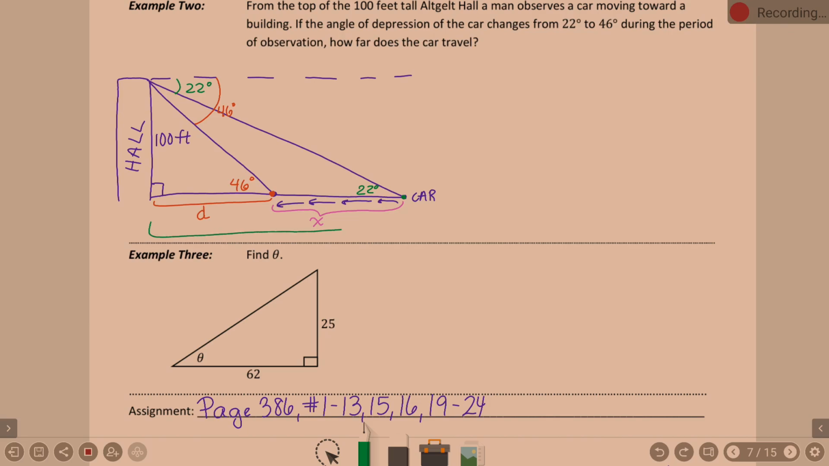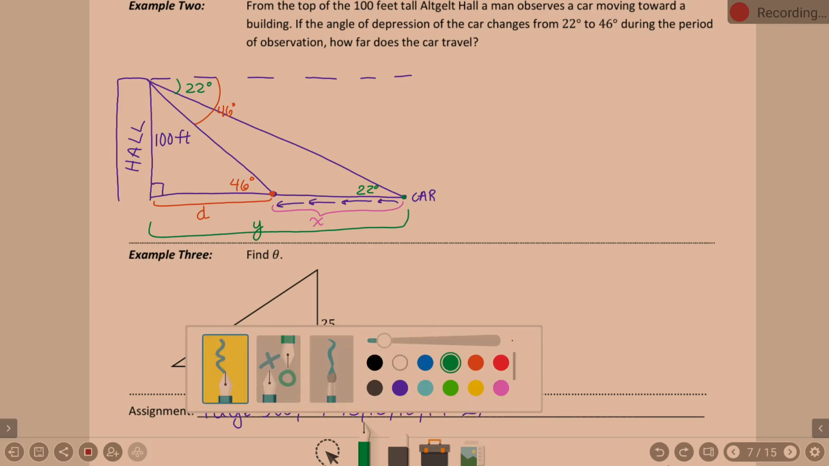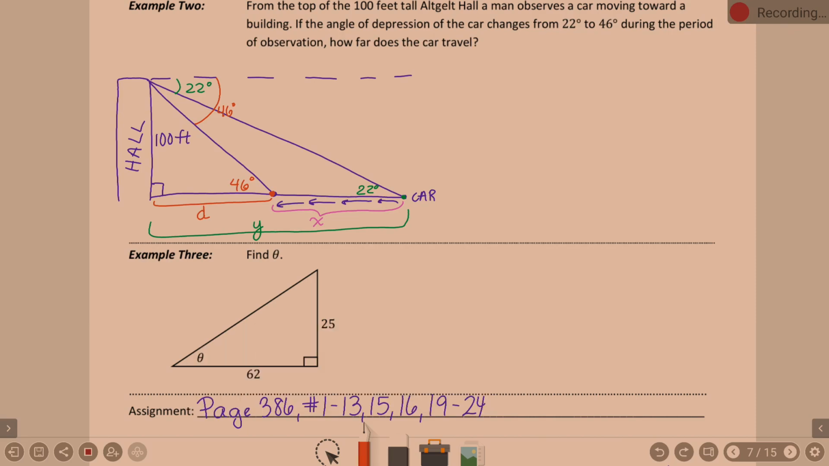Now, we can also find my big triangle that has the 22. We can find the bottom of that side. And I'm going to call that, I think I have it Y in my notes. Or just D plus X. Now, with that in mind, I'm going to set up two equations. And as Logan said, we're going to subtract in the end. Okay? Are you with me? Let's start by finding D. D is right here. How can I find D?